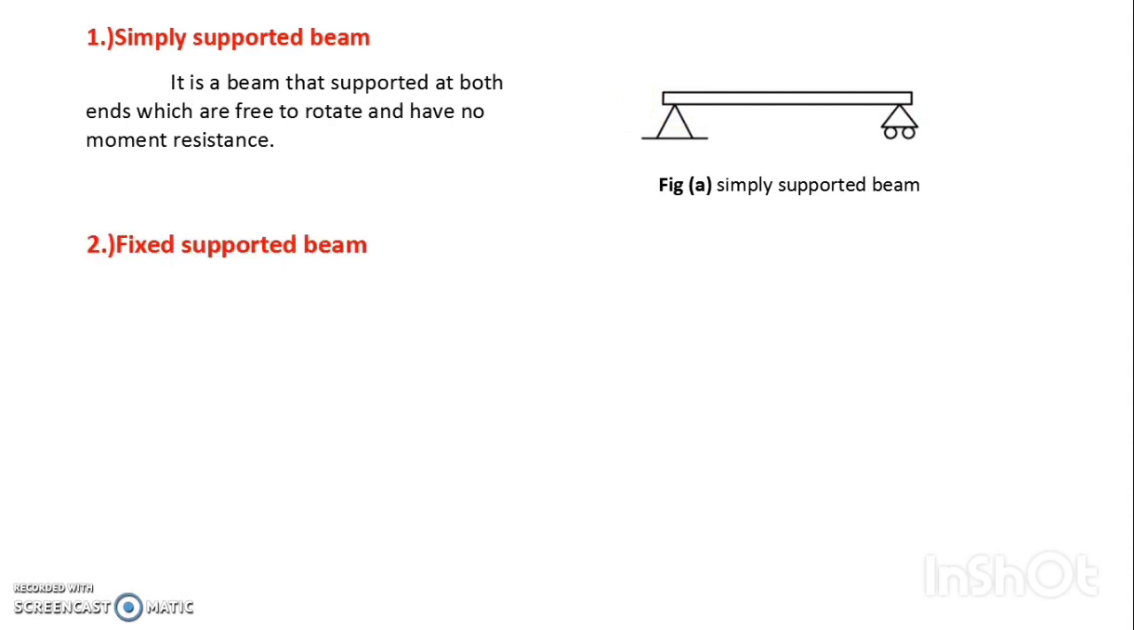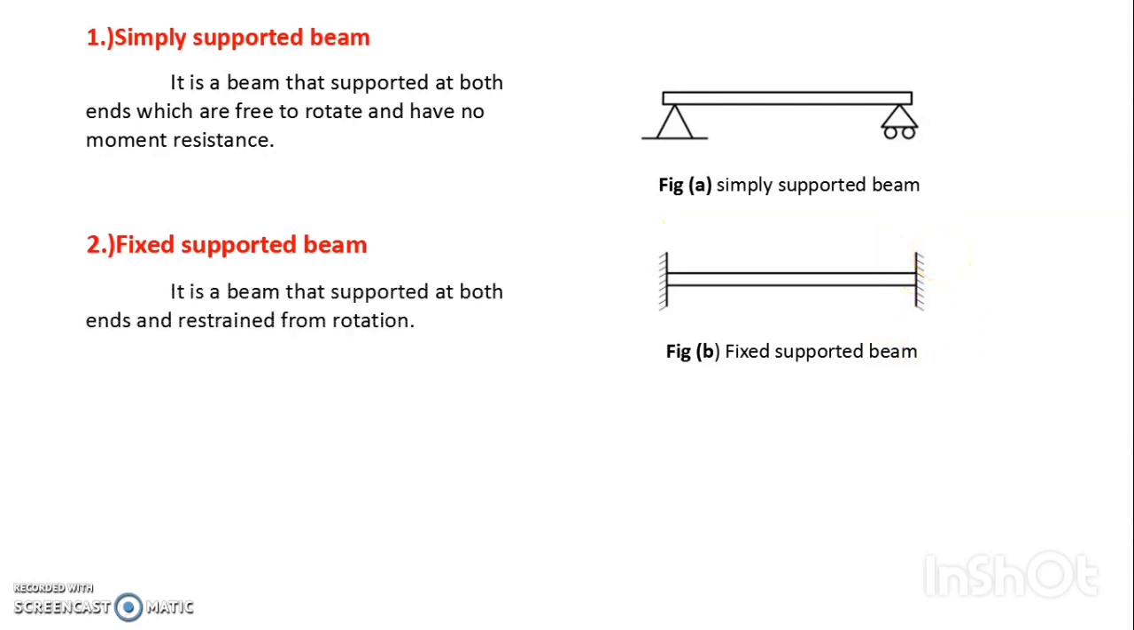Next, we are going to see the fixed supported beam. The fixed supported beam, as the name illustrates, has both ends fixed. It is a beam that is supported at both ends and is restrained from rotation. As the fixed end won't allow any rotation, it is restrained from rotation.